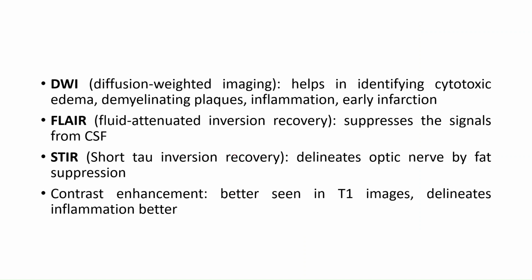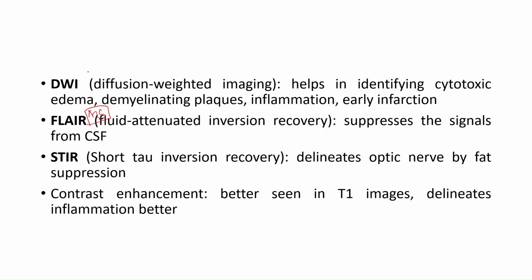So there are a few things in MRI, so whenever you come across these words, you should know what they mean. DWI is diffusion weighted imaging. It's very useful in identifying cytotoxic edema, demyelinating plaques, inflammation and early infarction. FLAIR is fluid attenuated inversion recovery. It is helpful in suppressing the signals from CSF. So your white matter plaques are well delineated and it is especially helpful when you are thinking of MS.